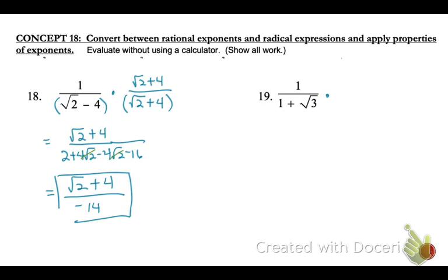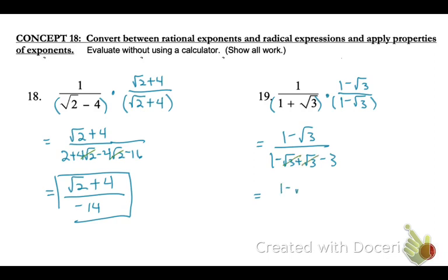Now, number 19, let's use that same method. So we're going to multiply by the opposite of the denominator, so 1 minus square root of 3. Up top, we will just get that, 1 minus square root of 3. In the denominator, we will distribute and get 1 minus a square root of 3 plus a square root of 3 minus 3. The middle terms will subtract out and we'll be left with our numerator over 1 minus 3, which is a negative 2.